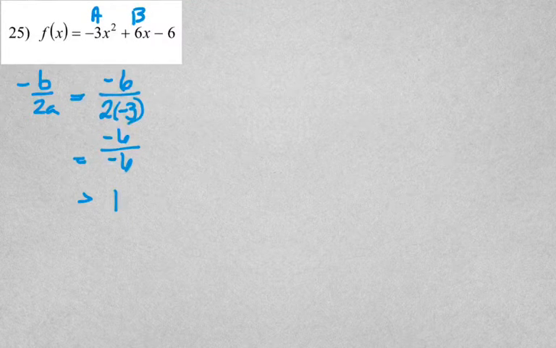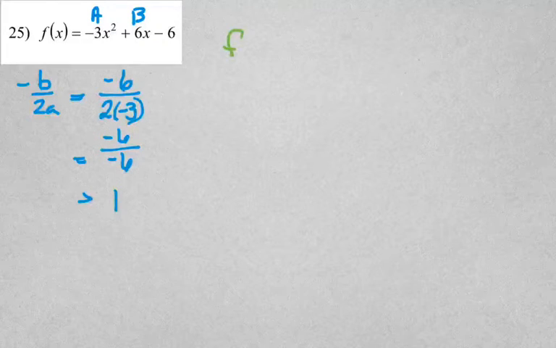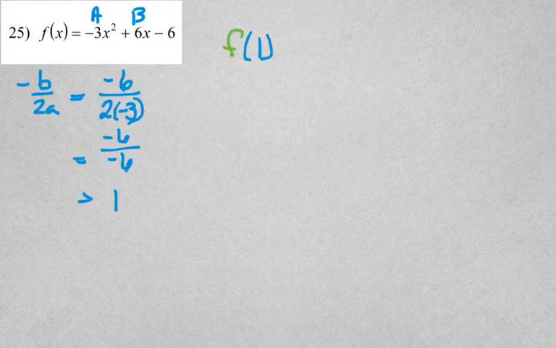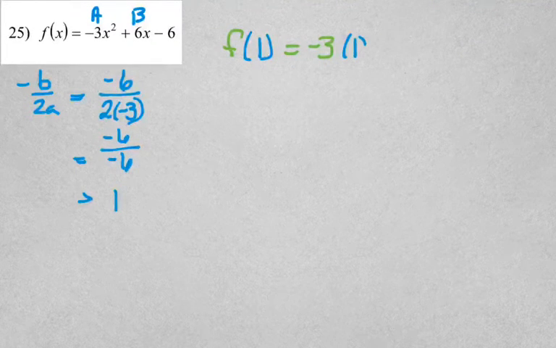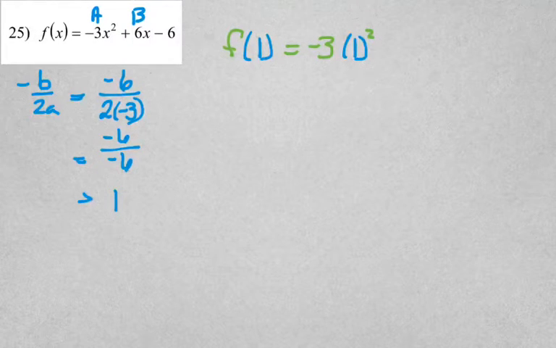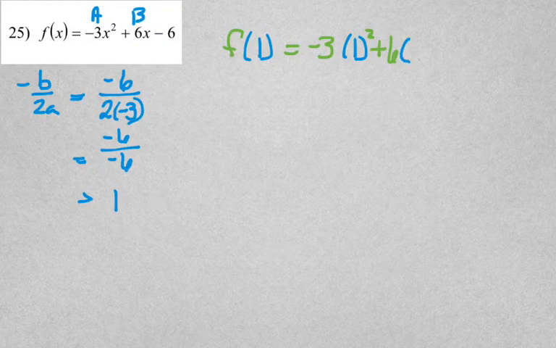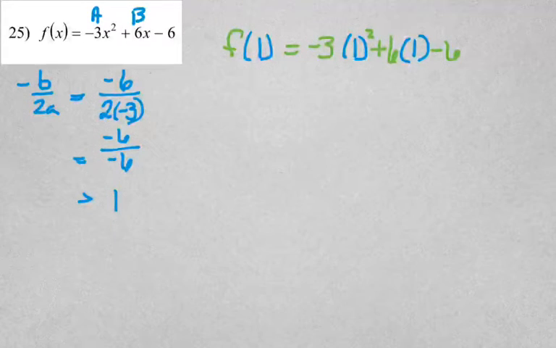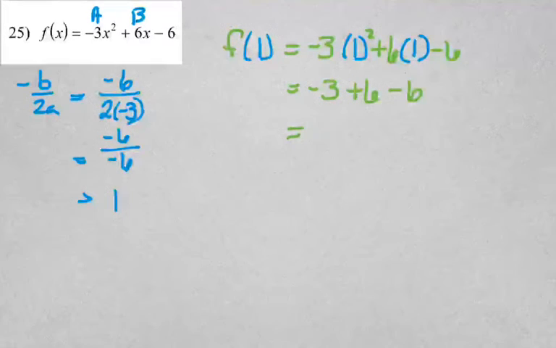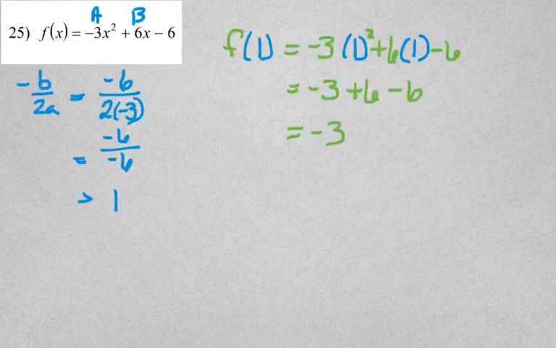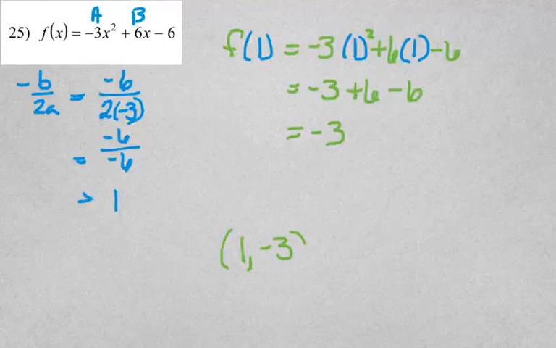Now we're going to plug the 1 back up into the function. So f of that 1 equals negative 3 times 1 squared plus 6 times 1 minus 6. And so 1 squared is 1. Negative 3 times 1 is negative 3. Plus 6 minus 6. And my y value is negative 3. So my ordered pair is 1, comma, negative 3.